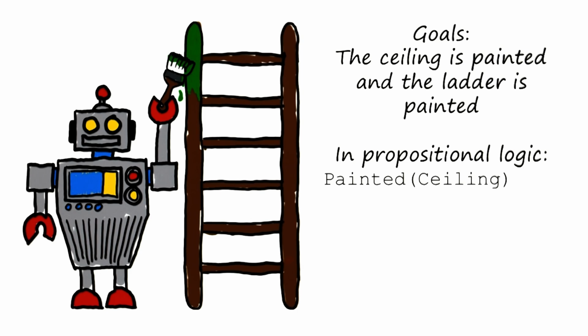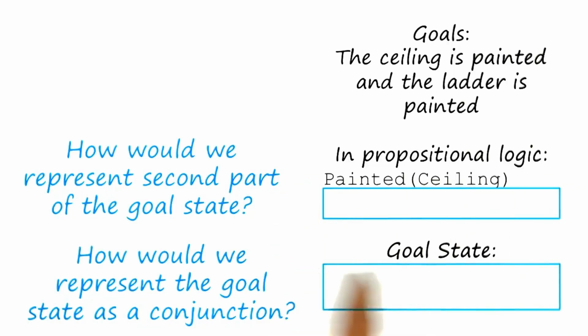Well, in order to reason about these goals, the robot first must be able to represent them. So how can we represent the goal of painted ceiling? Now that we have learned about proposition logic, here is the proposition that can represent painted ceiling. This is the object, this is the predicate on it. So in this box, please write down the second goal of painting the ladder in propositional form. And having done that, in this box, write down how we would represent the two goals as a conjunction.